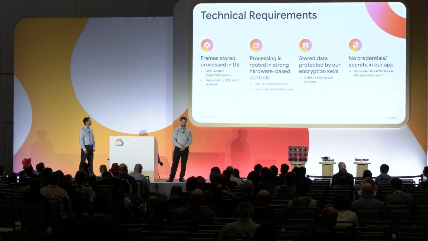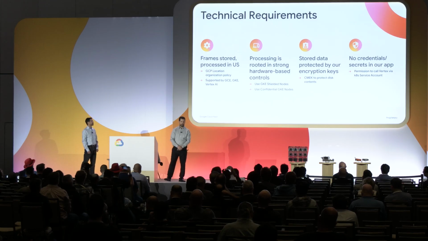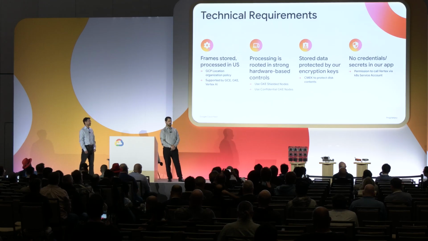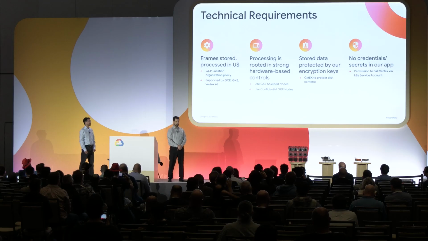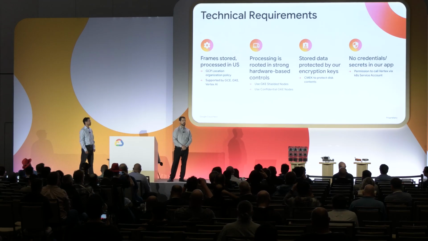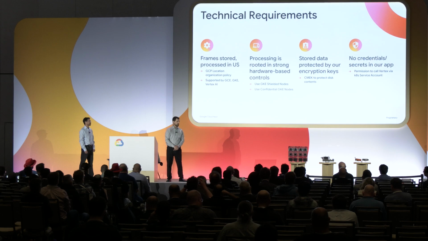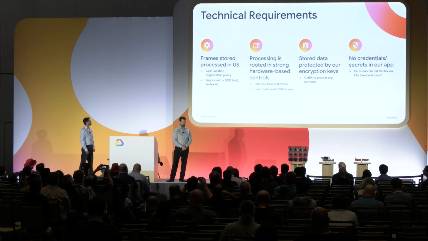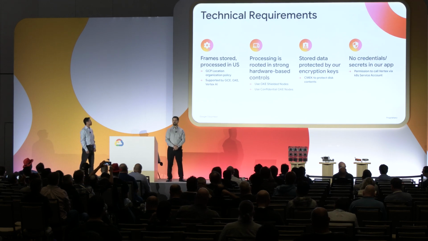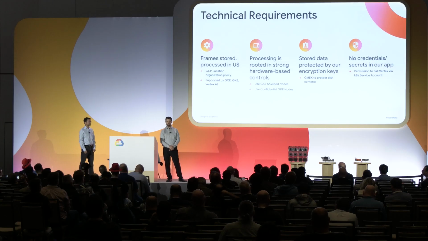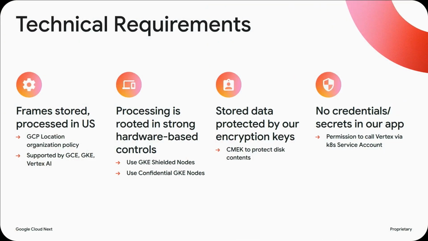Here's how we're going to go about doing that. For our first requirement, we're going to use our GCP location org policy. That's going to make sure that our application can be only deployed in data centers in the US. And this is a broad GCP level control. So the demo today will be using GCE, GKE, and the Vertex AI service, all of which support the location control.